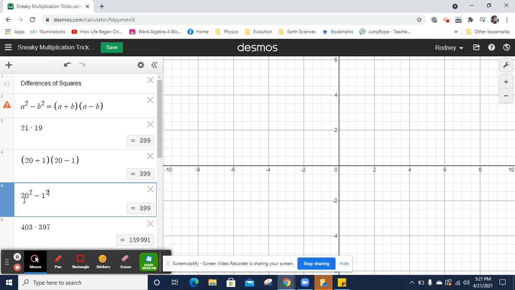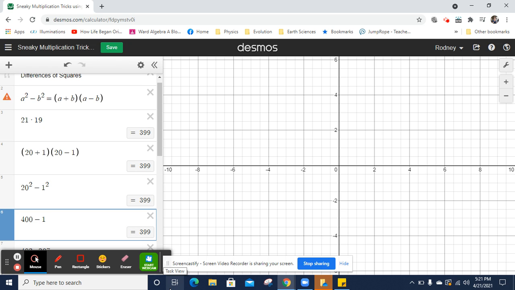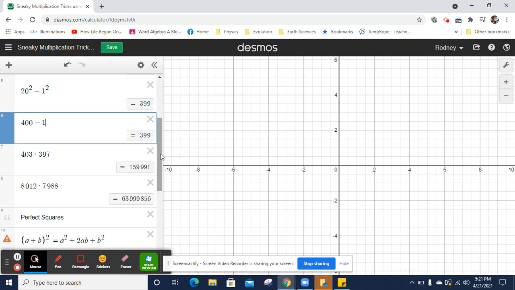So all I have to do is figure out what 20 squared is. 20 squared will be 400, and 1 squared will be 1. So 400 minus 1 will equal 399, and that's my answer. Okay, let's try another one. Let's try a little harder one.